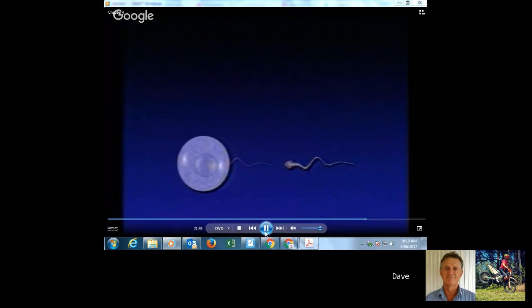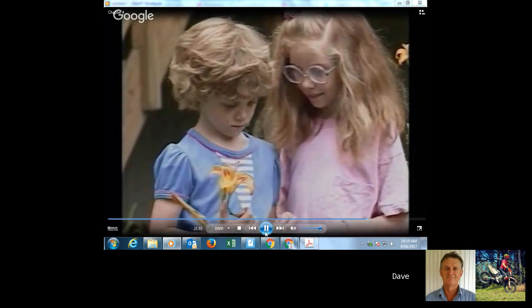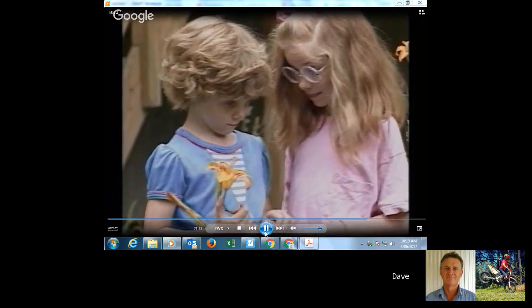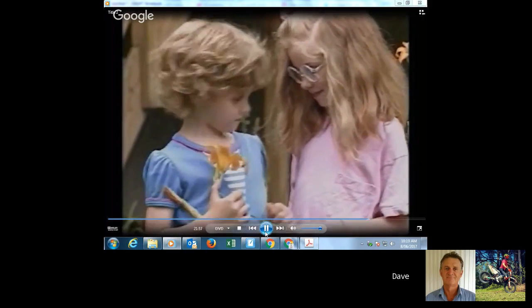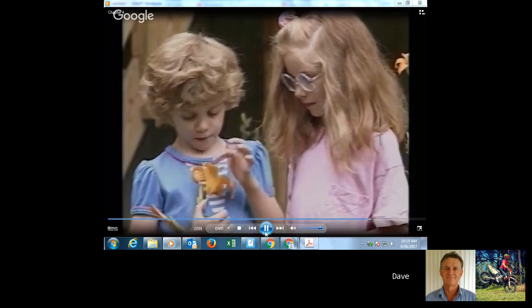And when an egg and sperm join during fertilization, the number of possible different combinations of chromosomes becomes even greater, over 70 trillion. The separating and random shuffling of chromosomes during meiosis thus makes it virtually impossible that 2 siblings will inherit exactly the same combination of chromosomes from their parents.